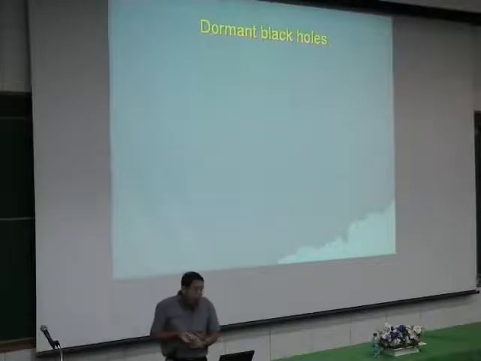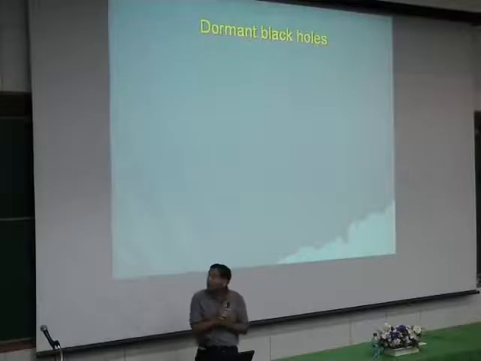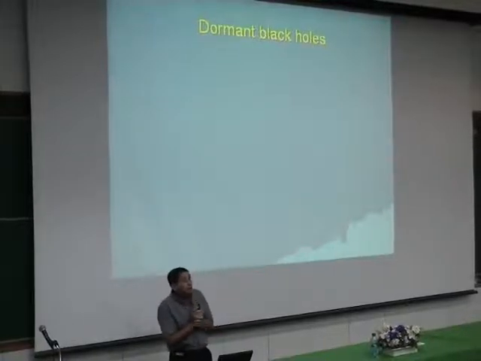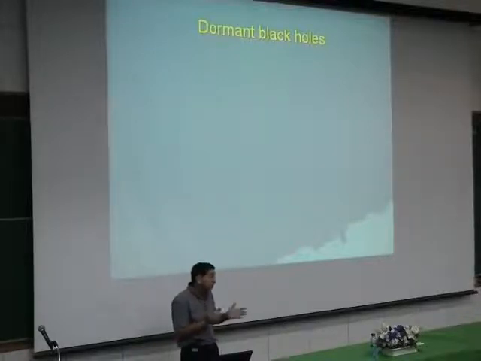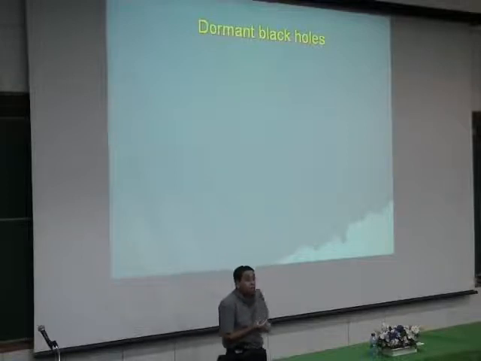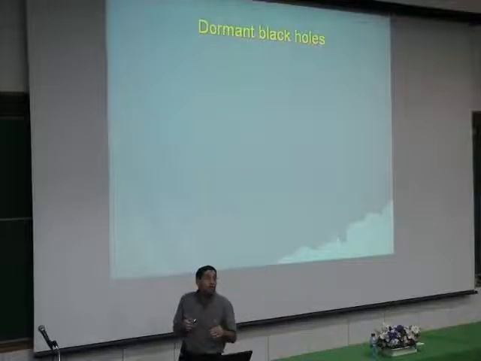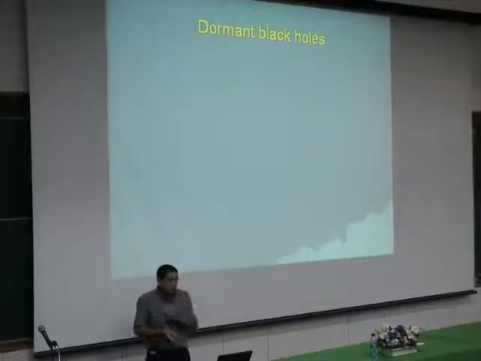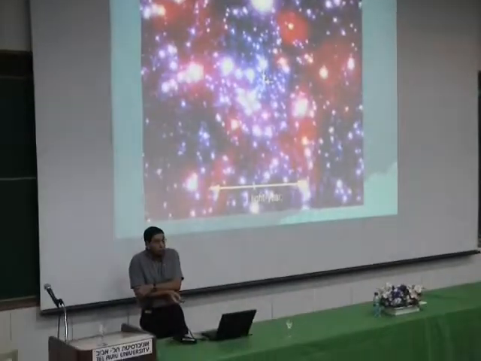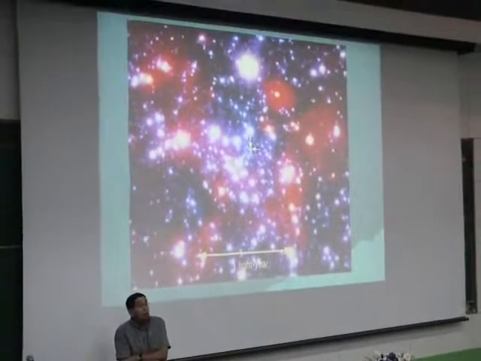So now let me take you to the other type of black holes. I already told you about active black holes. And now let's talk a little bit about dormant black holes, those that are sleeping there. Because a black hole is not necessarily accreting matter all the time. Sometimes there may not be any material around it, so it'll just sit there very quietly doing nothing. So dormant black holes, in fact, we see all over the place.